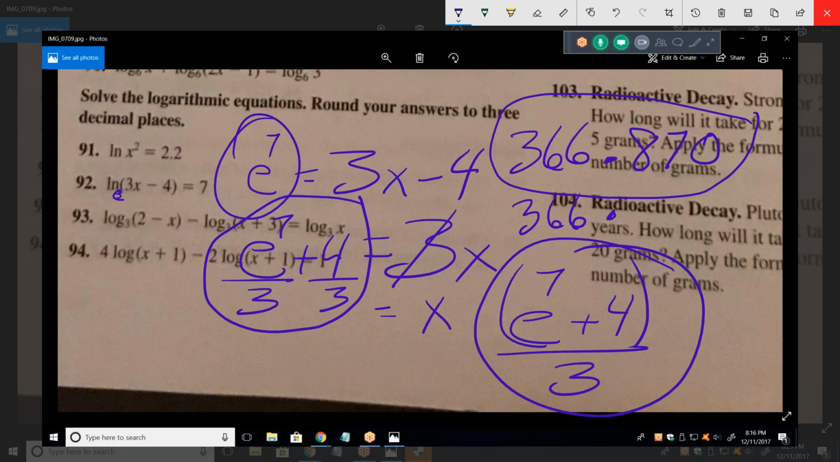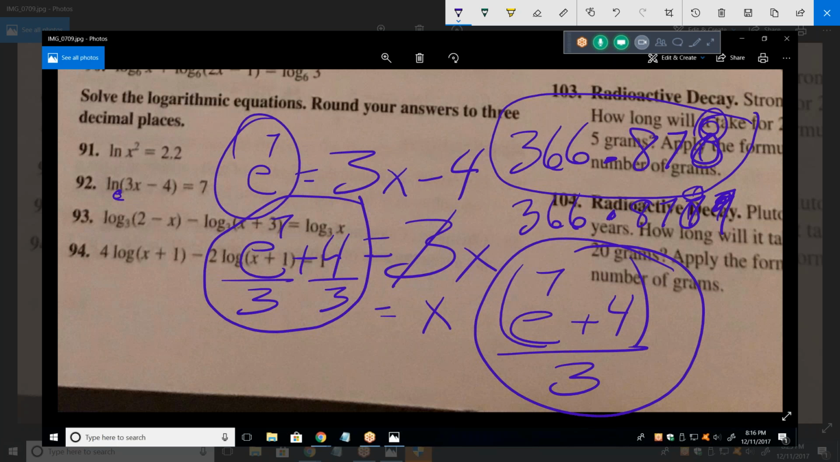Okay. So I got 366.8777. So it made a big difference. It's actually 0.878. So we were off by a lot, just because your calculator was off.